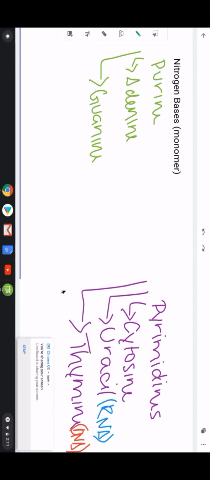There are the purines and the pyrimidines. Purines consist of adenine and guanine, whereas pyrimidines consist of cytosine, uracil, and thymine. Uracil will only ever be seen in RNA, and thymine will only be seen in DNA.